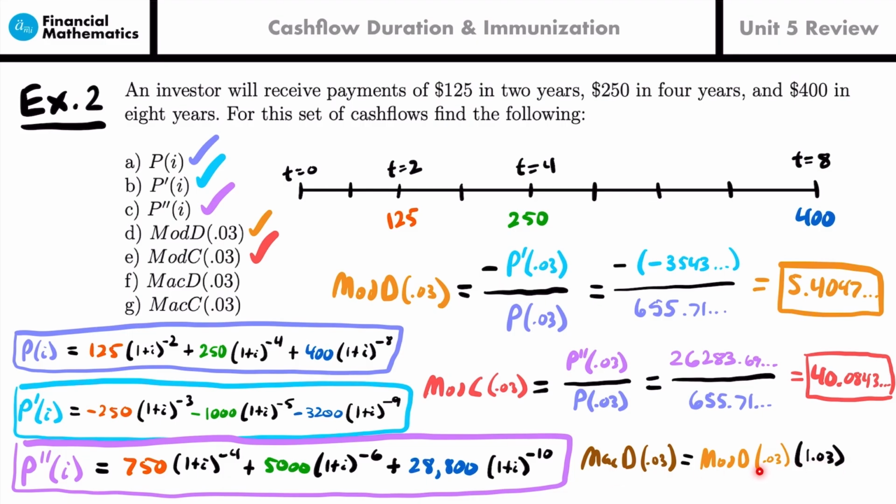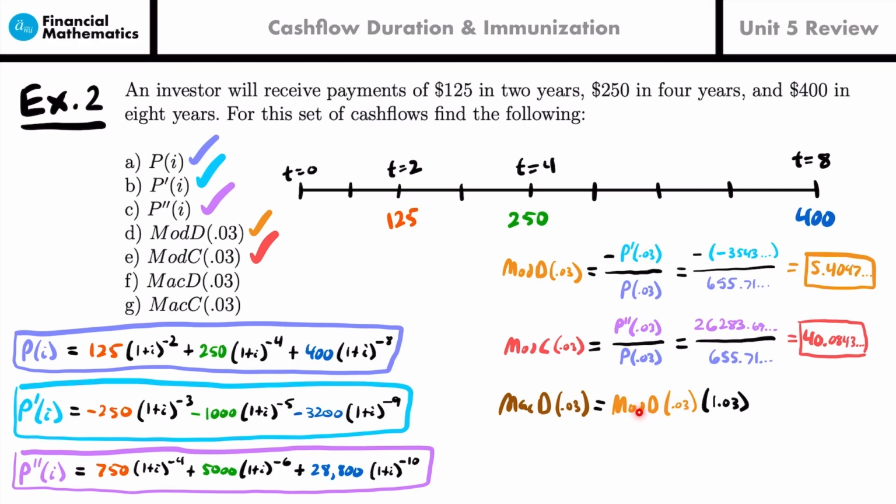And so let's do this calculation. Here's what it'll look like. If you take that modified duration of 5.4047 and multiply it by 1.03, you will get a Macaulay duration at 3% of 5.5669 and some more decimals. That is the Macaulay duration at a 3% interest rate for this set of cash flows.